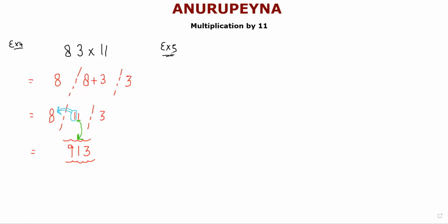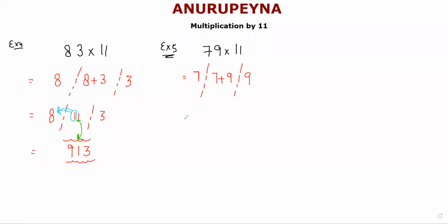For example, you have to multiply 79 with 11. So there you write that there is 7. You can write in any manner, either you can start writing from the left or right. Now after this, there is 7, there is 16, which is 7 plus 9, and there is only 9.